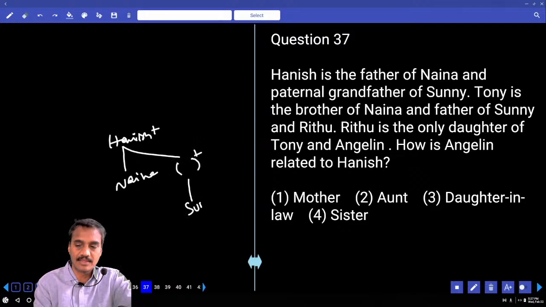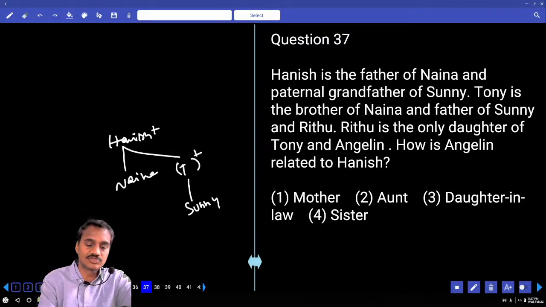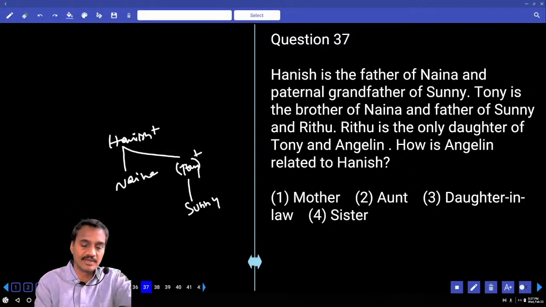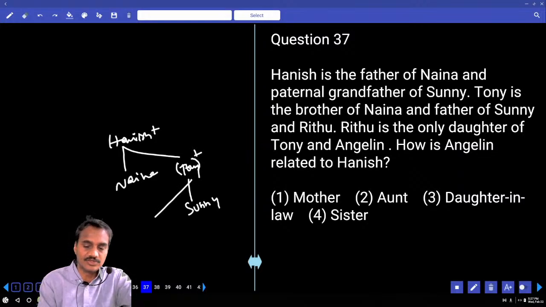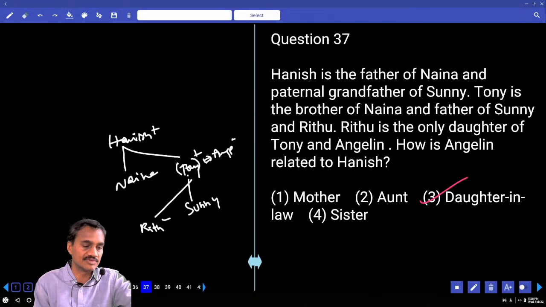Tony is the brother of Naina and father of Sunny and Ritu. Ritu is the only daughter of Tony and Angeline. Then how is Angeline related to Hanish? Hanish's son's wife. Son's wife is daughter-in-law. That is choice 3, question number 37.